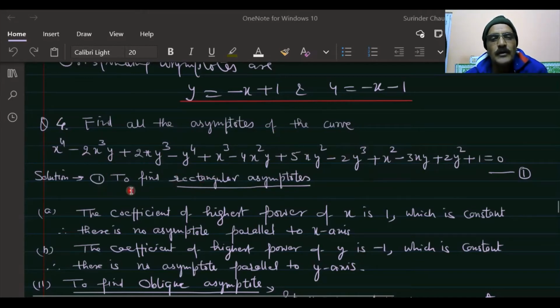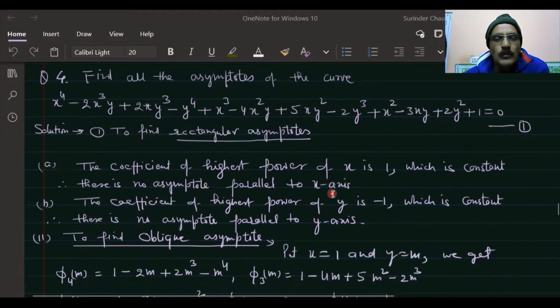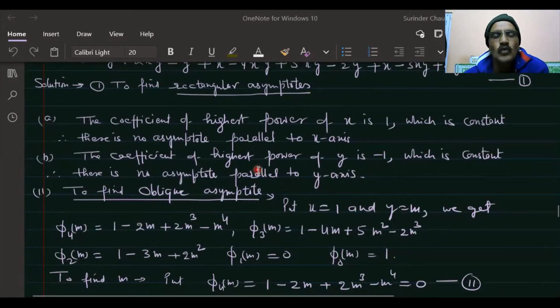To find rectangular asymptotes, let's find the horizontal ones. Put the coefficient of the highest power of x, that is x to the 4, which is 1. 1 can't be 0, so we don't have any horizontal asymptotes. Put the coefficient of the highest power of y equal to 0, but the coefficient is minus 1. Minus 1 can't be 0, so no vertical asymptotes. So this curve has no rectangular asymptotes, neither horizontal nor vertical.